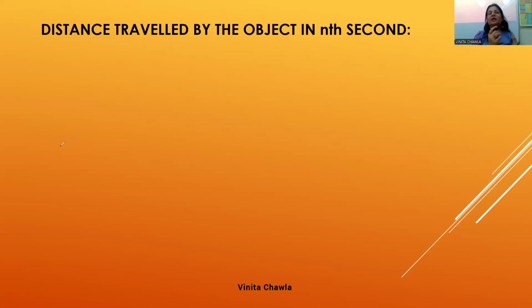Distance traveled by the object in nth second. See, if we consider a situation that we have an object, okay, and it is moving with initial velocity u, okay, and it covers some distance s in time t and reaches here, and now it is moving with velocity v. So there is a change in velocity. This object is accelerating.